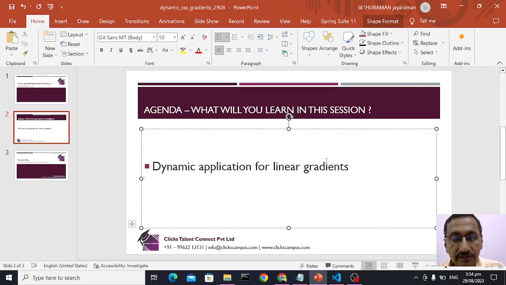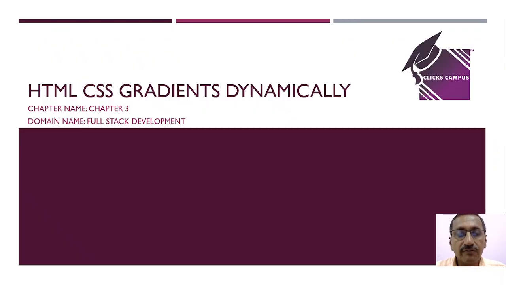So, in this demonstration, we will be looking at how to apply CSS gradients dynamically. That means I want to have a paragraph. The paragraph should be dynamically given some gradient colors based on my selection. I will be selecting a few colors, maybe two or three. Then with that combination, I want to apply a linear gradient. Yes, that's the application. Fine.